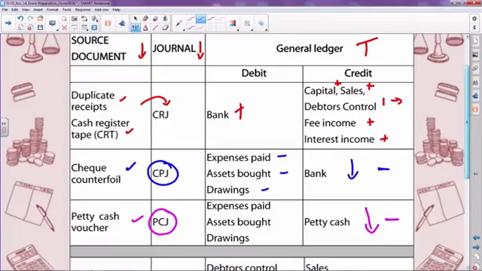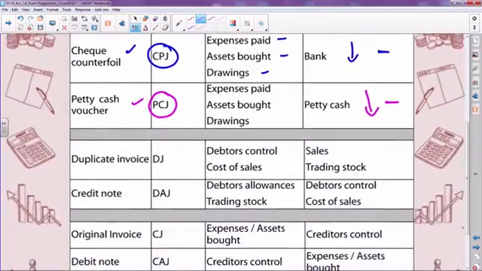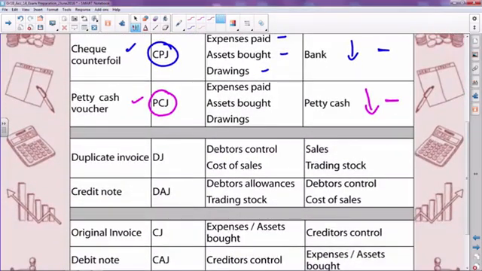Now let's quickly look at your other two that we already touched on last year. We have your duplicate invoice at your DJ, your debtors journal. Now, there's only 4 accounts connected to the DJ. Your debtors will go up and your cost of sales will go up, both on the debit side. But remember, cost of sales is bad for the owner, and then your sales will go up, which is good for the owner, and your asset, your trading stock, will go down then on the credit side. So that is your DJ. Hope you can remember it.